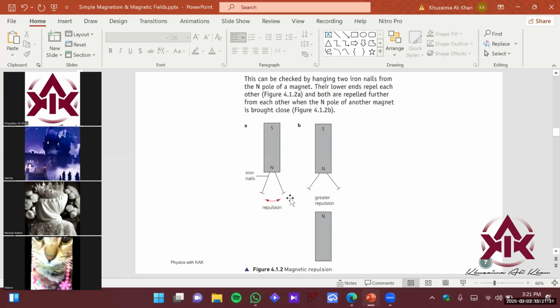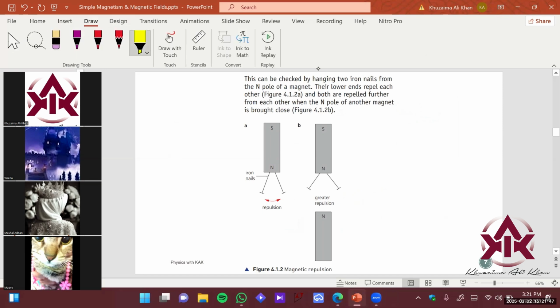That's good. So now we can check magnetic repulsion here. And how are iron fillings magnetized? First of all, let's read the example. What is it showing? This can be checked by hanging two iron nails from the north pole of a magnet. Their lower ends repel each other, right? And both are repelled further from each other when the north pole of another magnet is brought closer. So they are showing how induced magnetism works here.